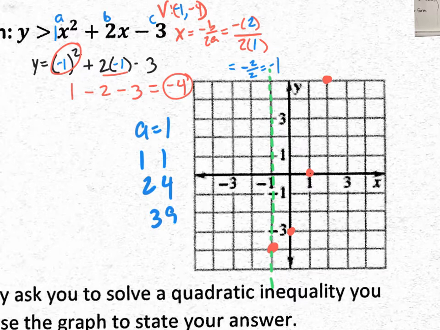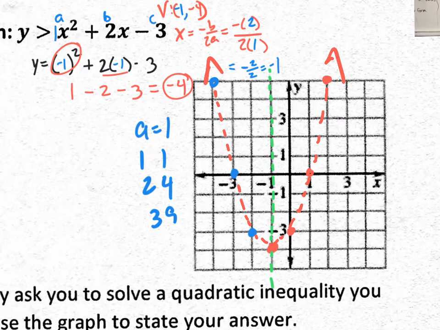Now, because of that axis of symmetry, you're able to map it over to the other side. Put a dot right here, a dot right there, a dot right there. Now, before drawing our parabola, is this going to be a solid parabola or a dotted parabola? Dotted, because the inequality does not have a solid line underneath it. So it will be dotted. Everybody do a dotted parabola right through those coordinates.